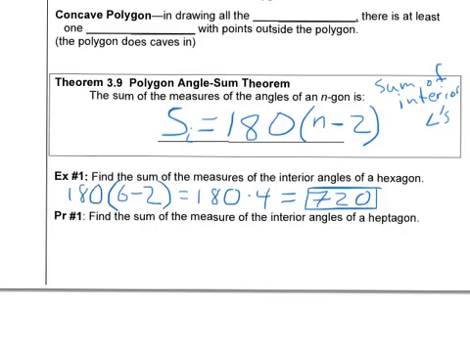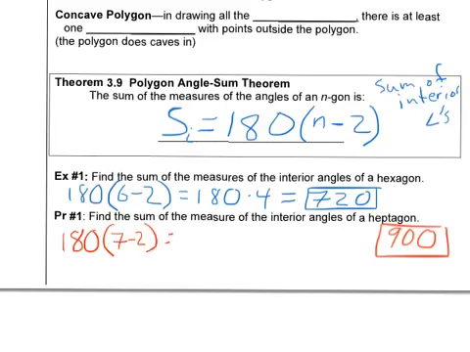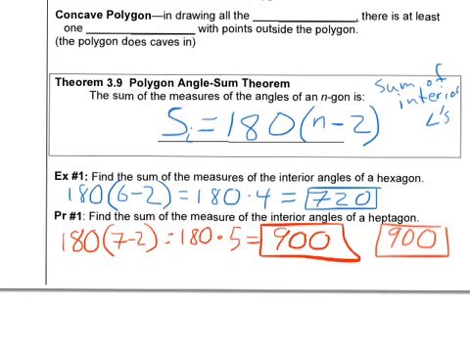Okay, so if you did this one correctly, you should have got the answer 900. And that's because now we find the sum of the measure of the interior angles of a heptagon, which means that it has 7 sides. So we would say 180 times 7 minus 2. And that would be the same thing as 180 times 5. And 180 times 5 is 900. And so that's how we got that answer. Very good. Let's go on to the next page.